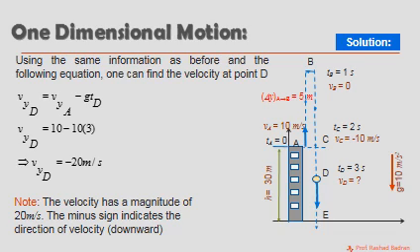Obviously, you can also do it by starting from B and using the same equation, and you'll get the same answer. But remember, the time of flight between B and D is going to be 3 minus 1 instead of 3 minus 2.